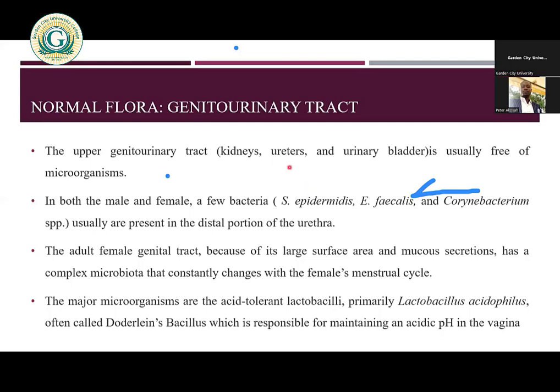So improper way of wiping or cleaning the perineal area, the perianal area, right? There's a particular motion: you are wiping away from the genital area. Once you wipe towards it, you're just introducing microorganisms from one part of the body towards a different anatomic site. You're just taking your normal flora from one area to the other, and that can lead to severe infections.